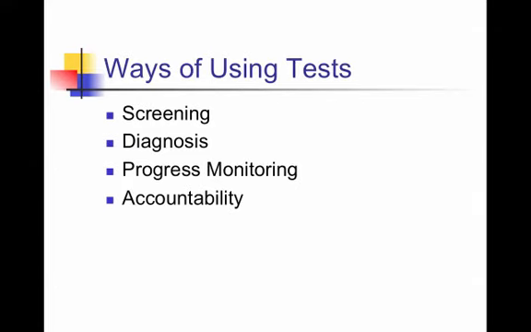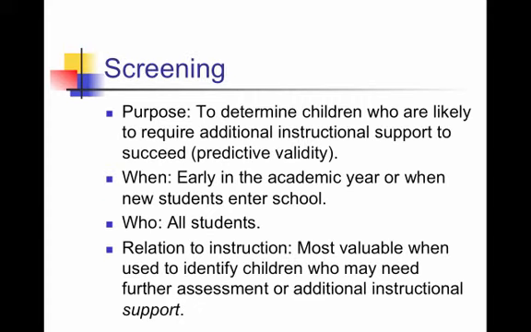As related to RTI, we have 4 ways of using tests. So screening, I mentioned this earlier. Screening tests are used to determine children who are likely to require additional instructional support to succeed. We tend to give them early in the academic year or when a new student enters our classroom. All students are typically given screening measures, and they're most valuable when used to identify children who may need further assessment or additional instructional support.